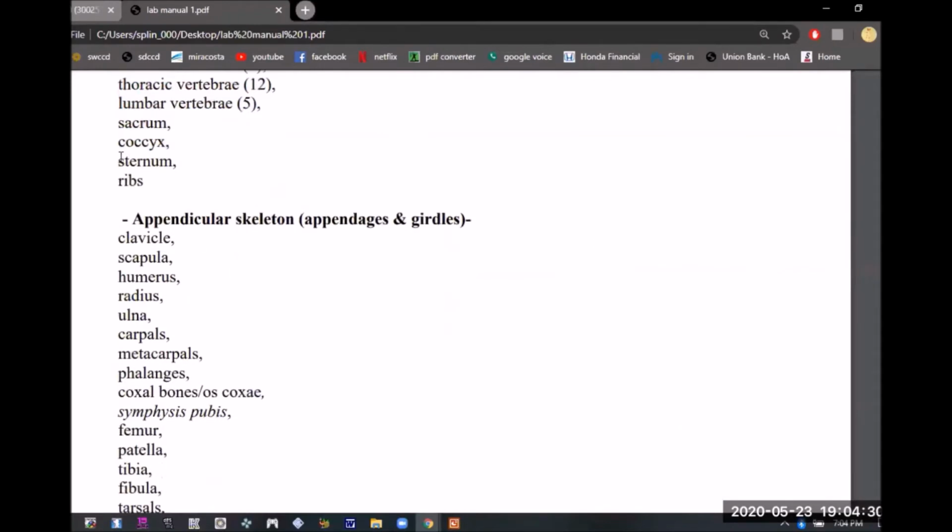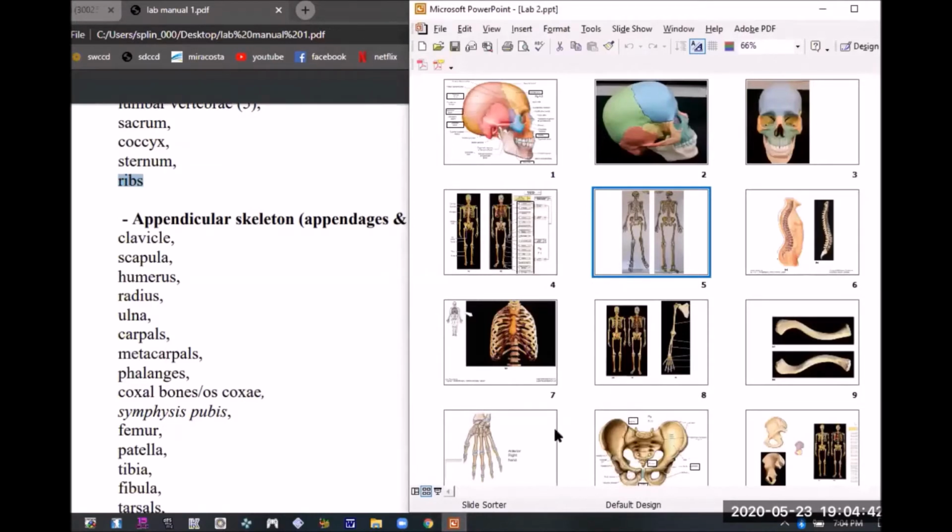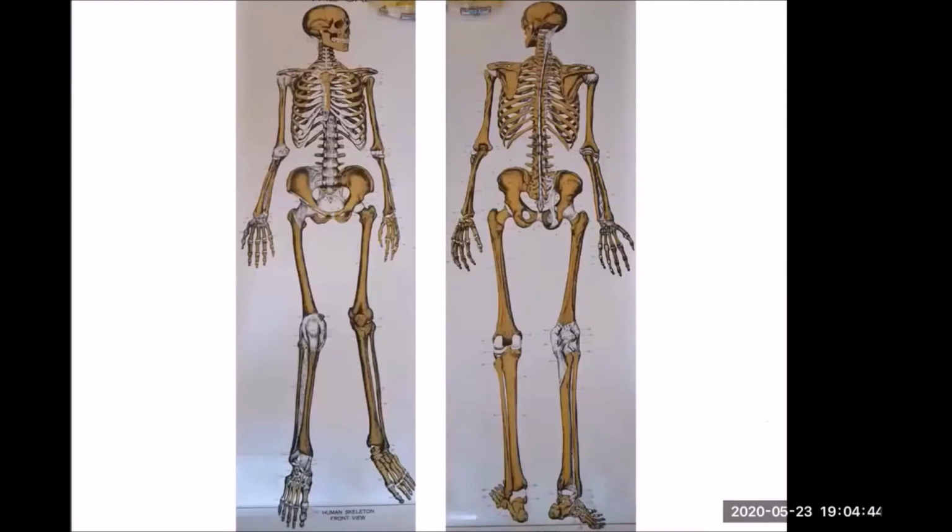So now there's the sternum and the ribs, the breastbone and the 12 pairs of ribs. Let's just go back to the chart for that. So our sternum, the breastbone, right down the midline. And then we have the 12 pairs of ribs.